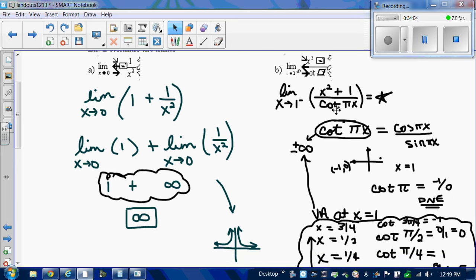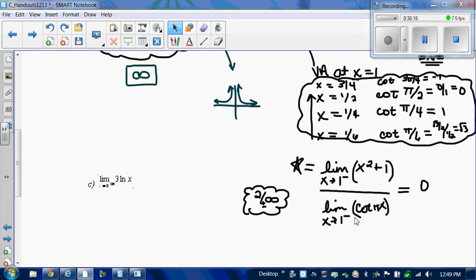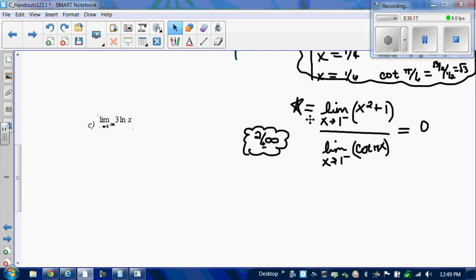So I'm just going to say, okay, this is 2 over infinity, and 2 over something really large in magnitude, doesn't have to be positive or negative, 2 over a very large negative or 2 over a very large positive number is going to end up being 0. Okay? And that's what I was thinking there.